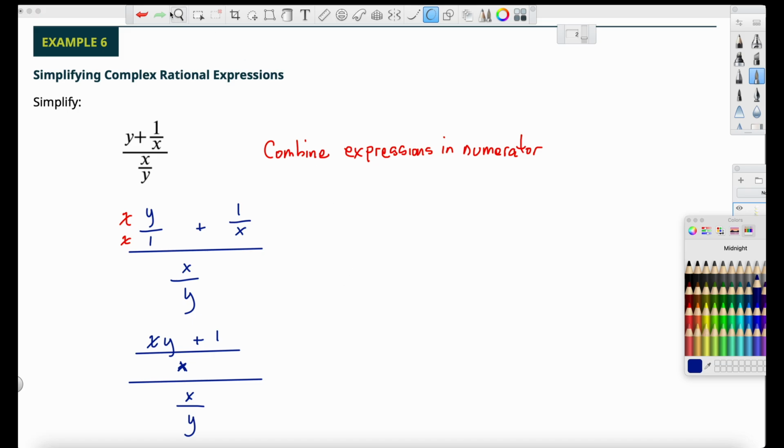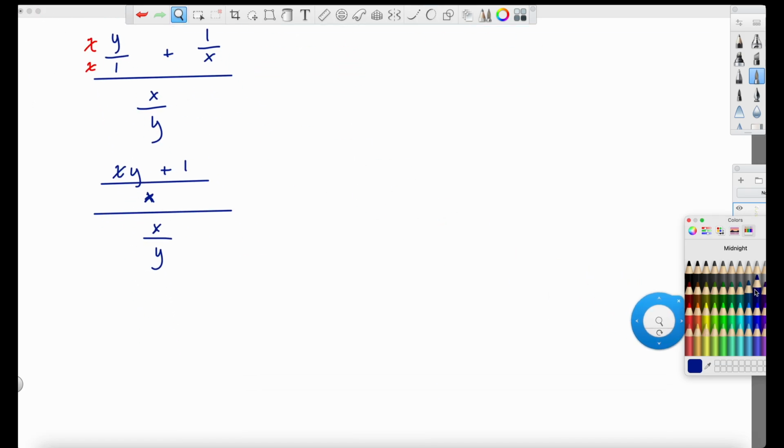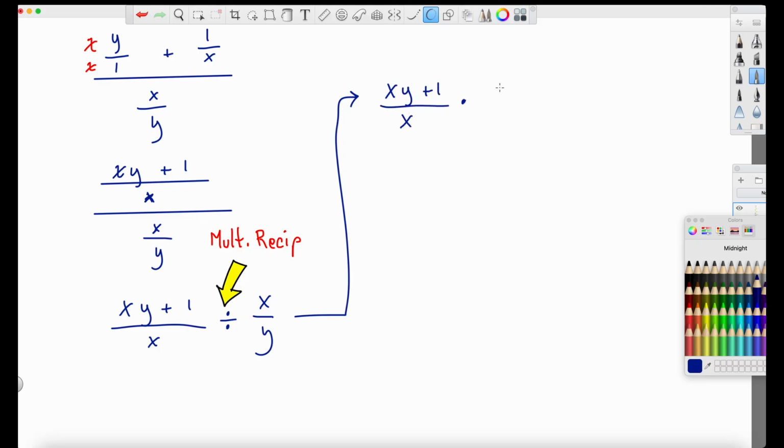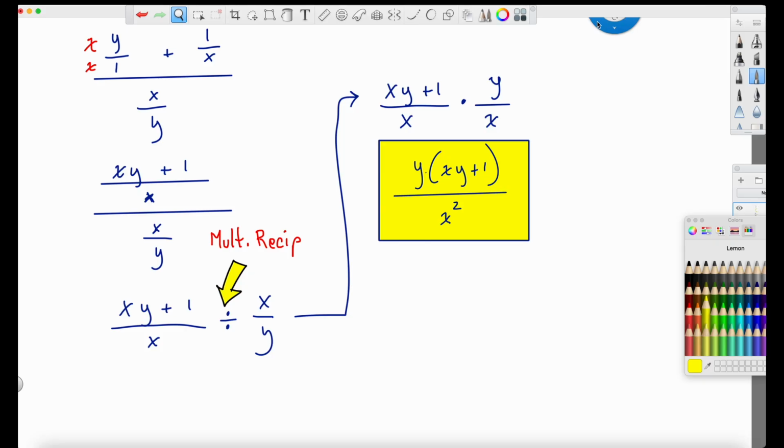And what we could do here is we could rewrite this. We could say that xy plus 1 over x is being divided by x over y. I'm going to write it like this. And we know what to do when we're dividing by a fraction. We multiply by the reciprocal. So let's rewrite everything, and then we're going to say times y over x. And now I'm just going to multiply across. y times x times y plus 1 all over x squared. And we're done.